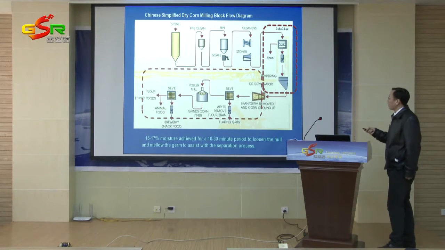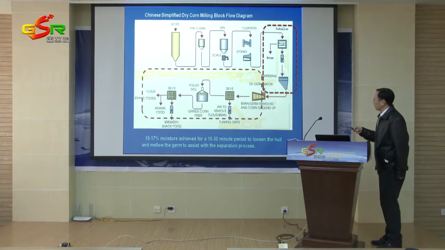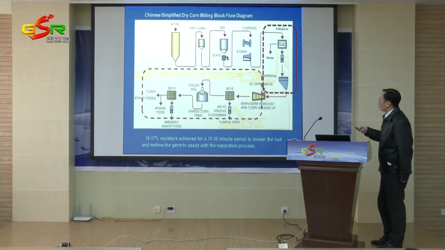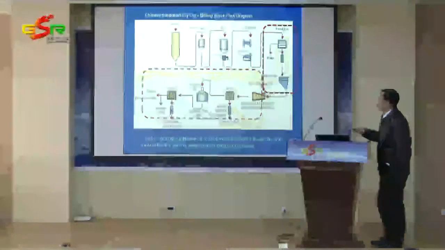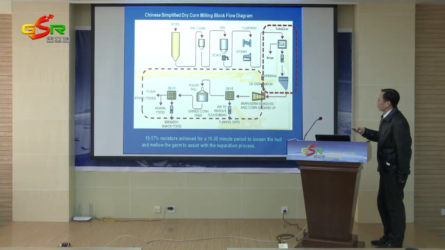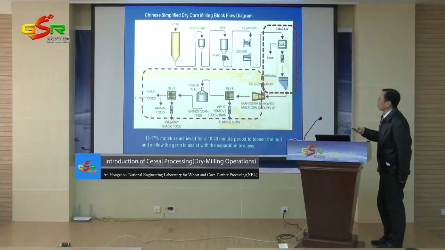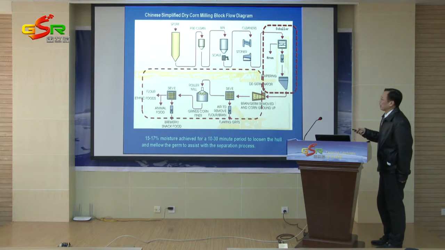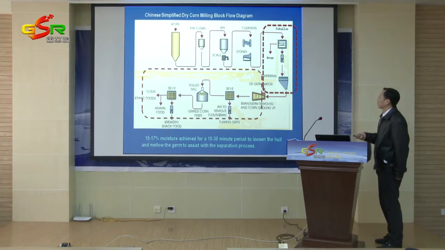After the degerminator processing, we can use the sieve to separate the bran and the germ. And if one wants a smaller size product, we also use the roller mill to grind the kernel to get the different size grits, meal, and other products.